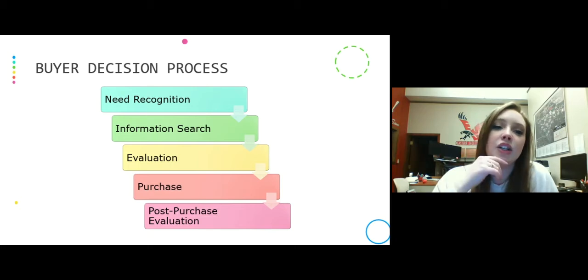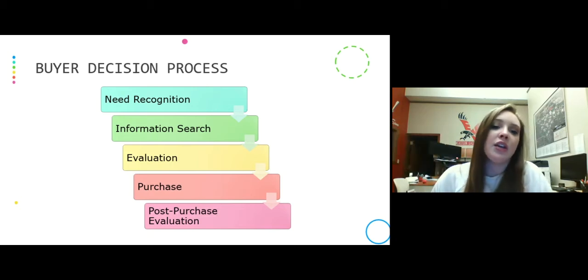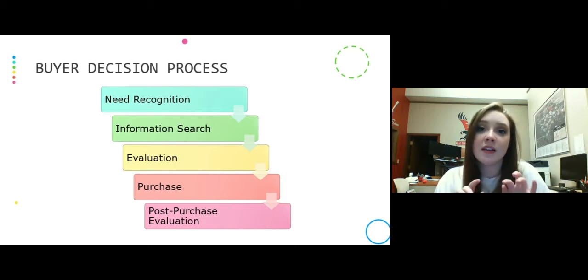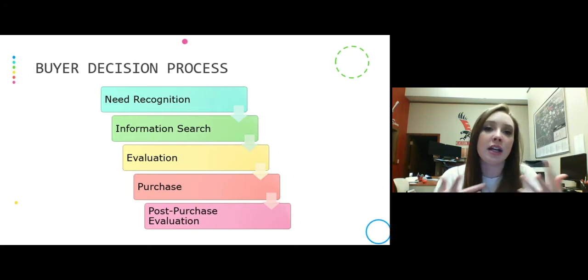So the second stage is information search. This is when consumers can obtain information from several sources like personal, commercial, public, or experiential sources. This is when we go look on Google and we say, what's the best phone of the year? And that's when we start looking at different articles and getting information from the web.